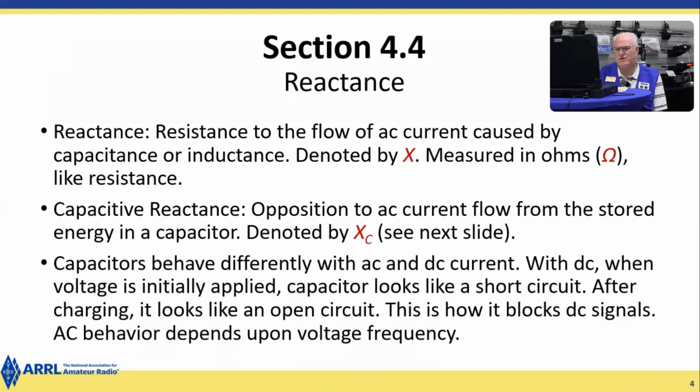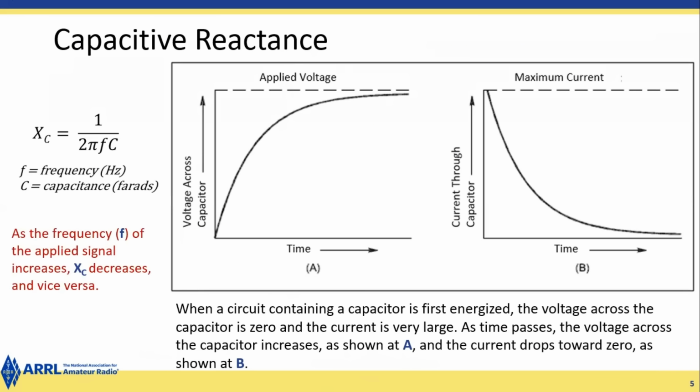Capacitors behave differently with AC and DC current. With DC, when voltage is instantly applied, a capacitor looks like a short circuit. After charging, it looks like an open circuit. This is how it blocks DC signals. However, AC behavior depends upon voltage frequency. Here you can see a graph.